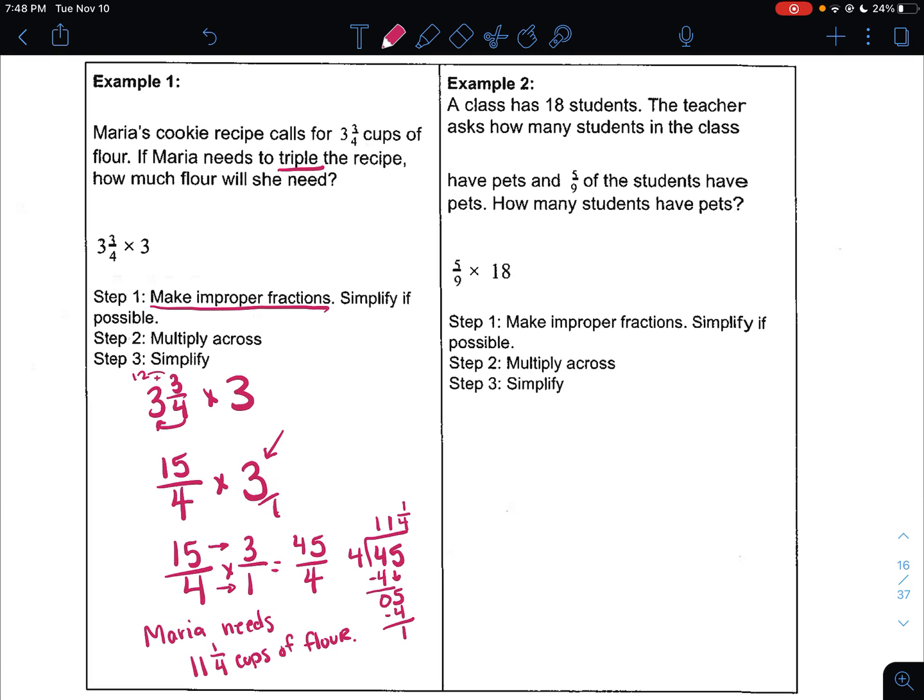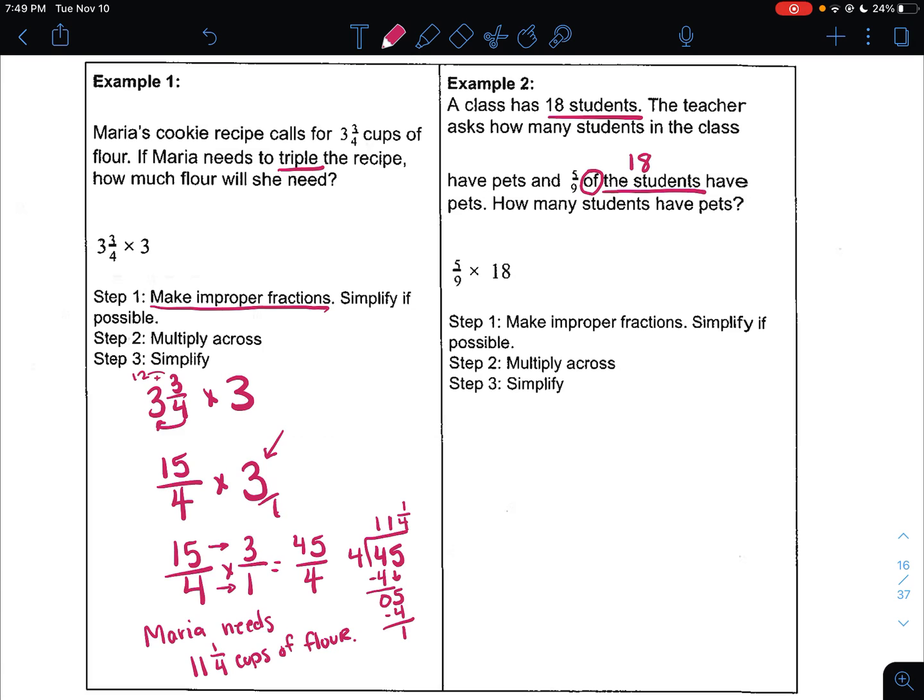So the biggest question is, how do you know this is multiplication? Obviously, it's a multiplication lesson, so you should know to multiply. But if I were to give you this on the test, what tells you to multiply? So there's that fancy little word that I said is a huge indicator of multiplication. So we know that 5/9 of the students have pets. Do we know how many students there are? We do. There's 18 students. So this is really 5/9 of 18. So in order to figure out what 5/9 of 18 is, we need to multiply.